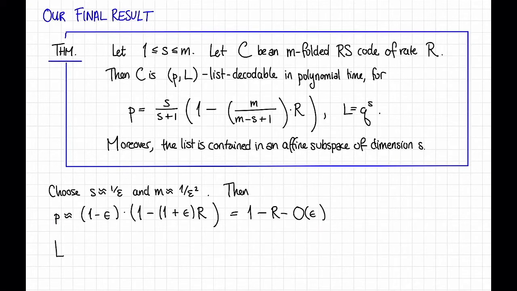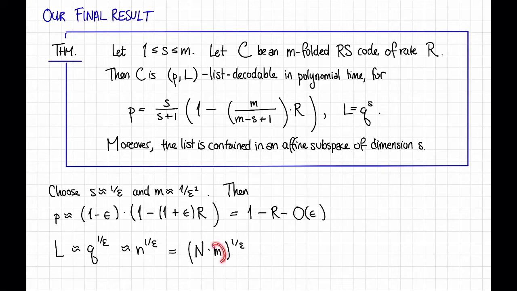The list size L is equal to q to the s, so that's approximately q to the 1 over epsilon, if s is approximately 1 over epsilon. Now q is the field size for the original Reed-Solomon code, so it's approximately equal to little n, the length of the original Reed-Solomon code. And little n is equal to capital N times m, where capital N is the block length of the folded Reed-Solomon code.